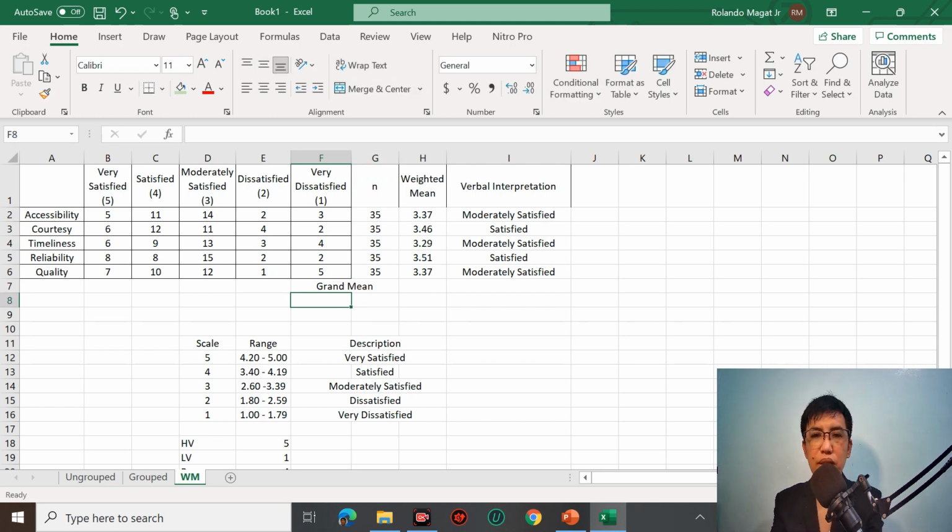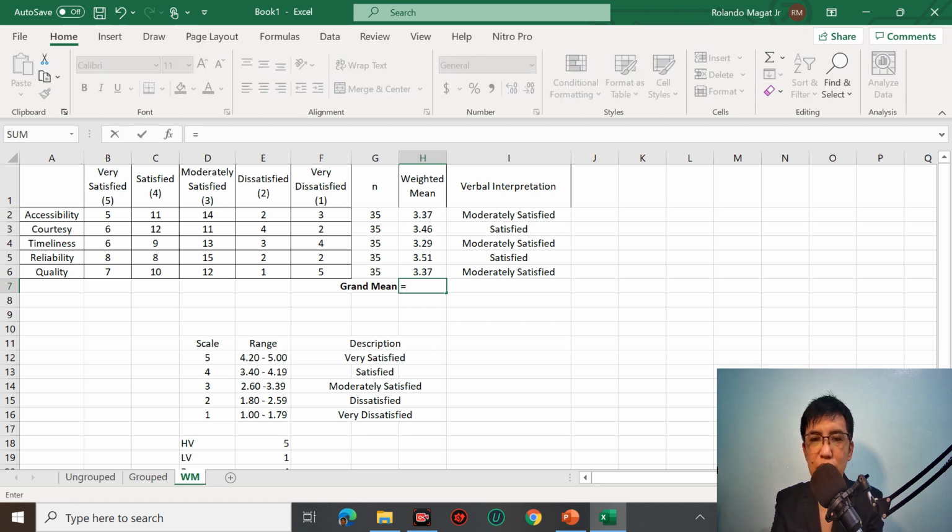What is grand mean, sir? Ano na naman yung term na yan? Dami mo naman term. Grand mean, actually, my dear students, is the mean of all the means. Okay? Mean of all means. Kasi, mean ito, di ba? 3.37, 3.46, 3.29, 3.51, and 3.37 are all means. Okay? We call it weighted means. To get the average of this, we call it grand mean. Okay? This grand mean. The mean of all means. So, average.